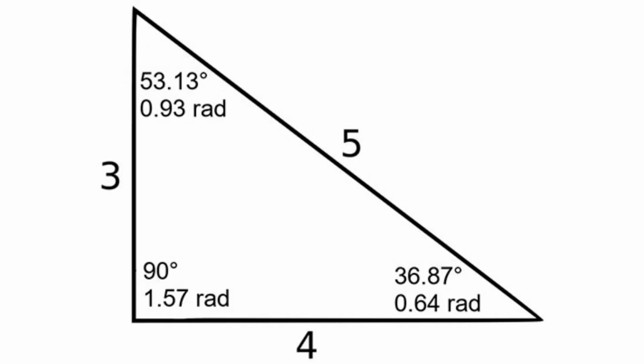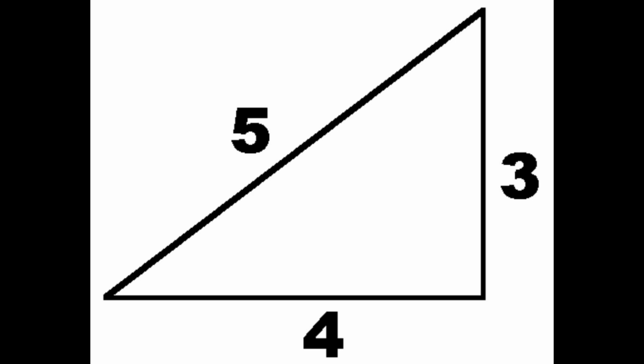Firstly, let's discuss the Pythagorean or 3-4-5 triangle. Its sides are in an arithmetic progression.